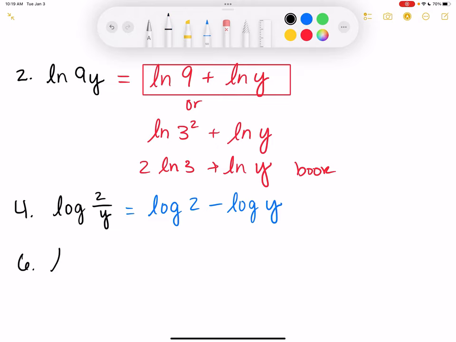Six, log base 2 of x to the negative 2. So based on my properties, what would I do with this one? Throw the power out in front. So negative 2 log base 2 of x.